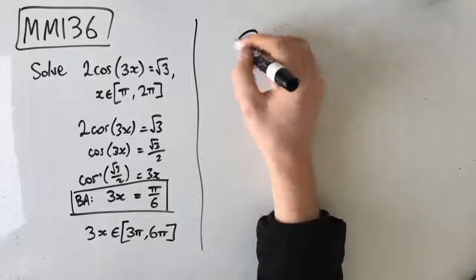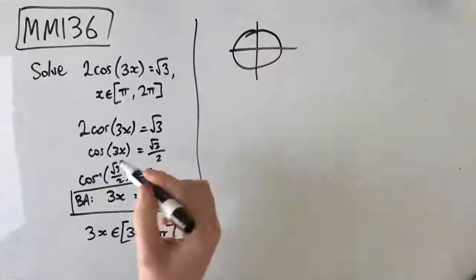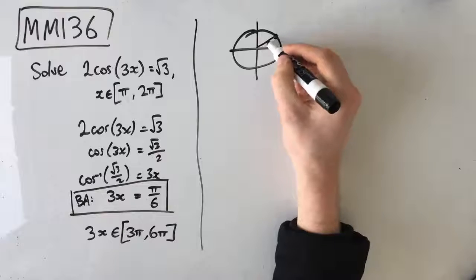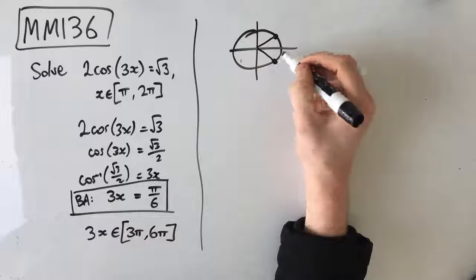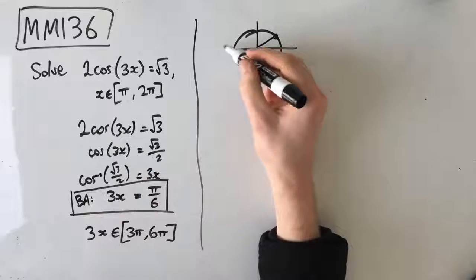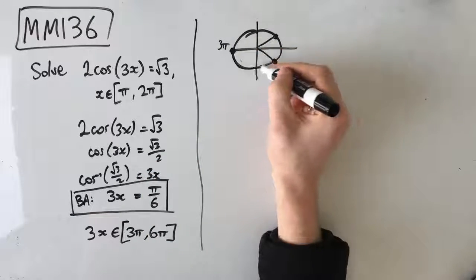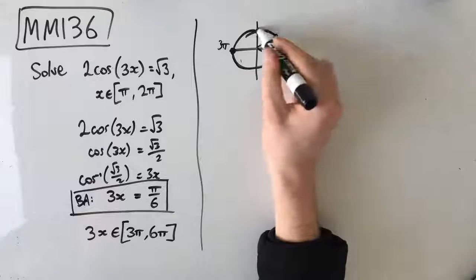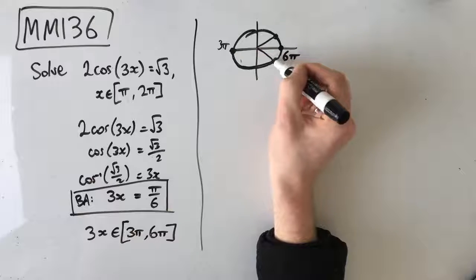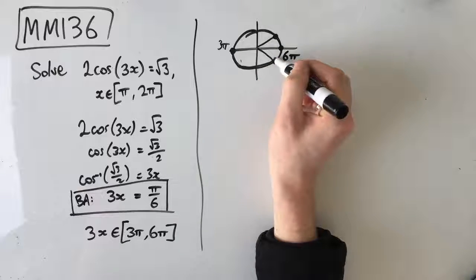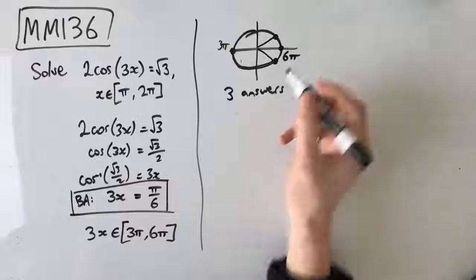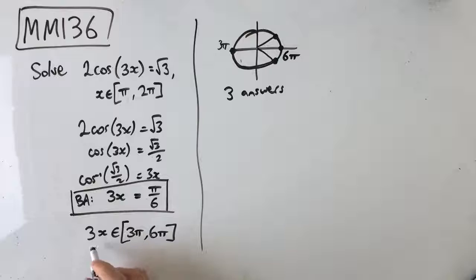In terms of our unit circle, because cos of 3x is positive here, we're looking for answers in quadrant 1 and quadrant 4, because that's where cos is positive. Our domain is from 3 pi, which is here, all the way around. Now we're at 4 pi here, all the way around to 6 pi. So we're going to have 1, 2, 3 answers for 3x, which means we'll have 3 answers for x.